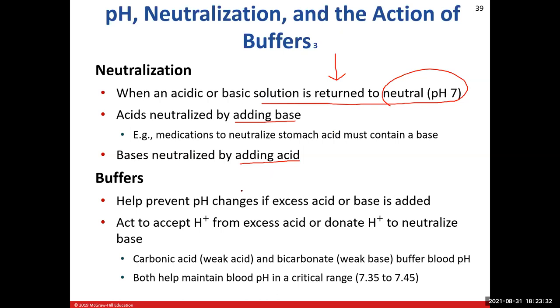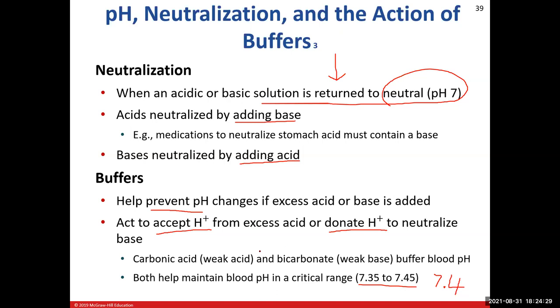Okay, so buffers. In order to avoid the changing of our blood's pH, here are the values, 7.35 to 7.45. Our set point is 7.4. So these buffers are going to be preventative. They're going to try to prevent the pH from swinging outside of that normal value. This happens all of the time. So we'll have these buffers, and their job is to either accept hydrogen ions when they become in excess, or donate those hydrogen ions. That's it, real simple.